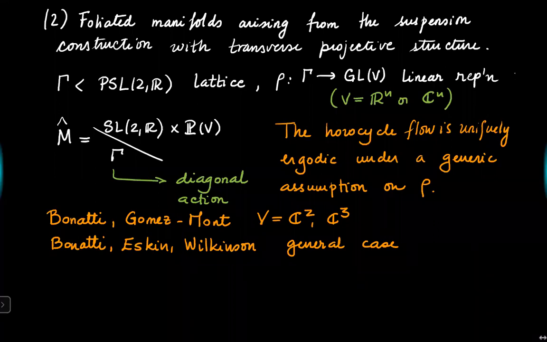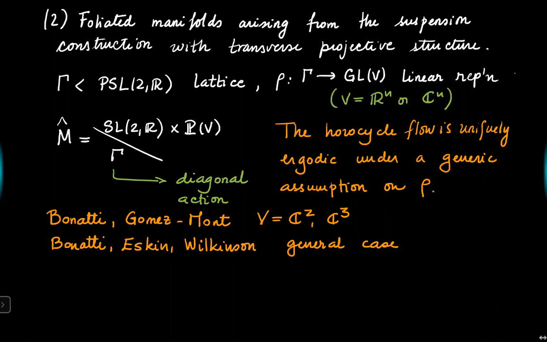So you consider the following manifold M hat, SL2R times the projectivization of the space V, where you quotient it by the diagonal action of gamma. Gamma is acting here by translations on the first factor and through the representation rho on the second one. So this will give you the unit tangent bundle to a foliation by hyperbolic surfaces, which has transverse projective structure.